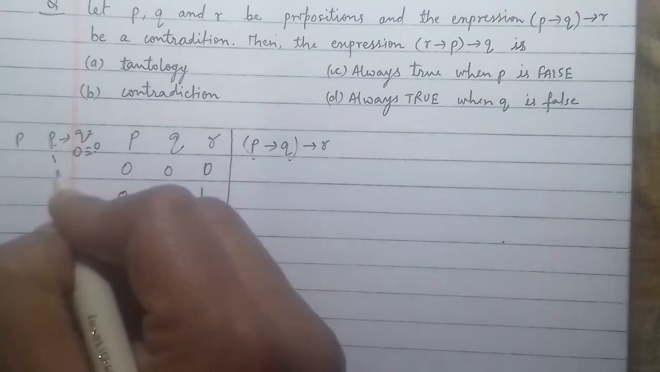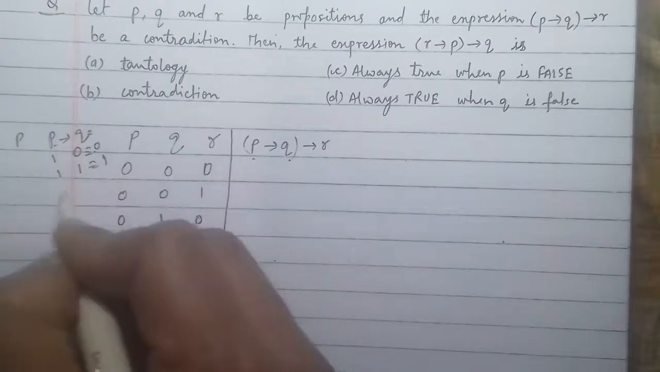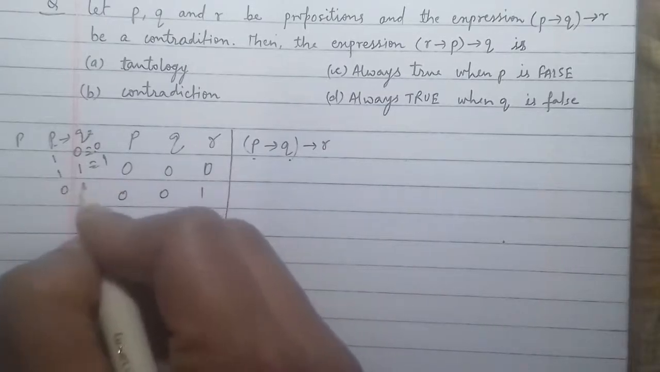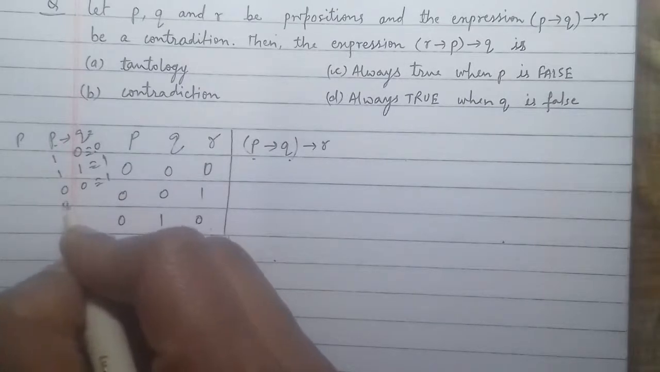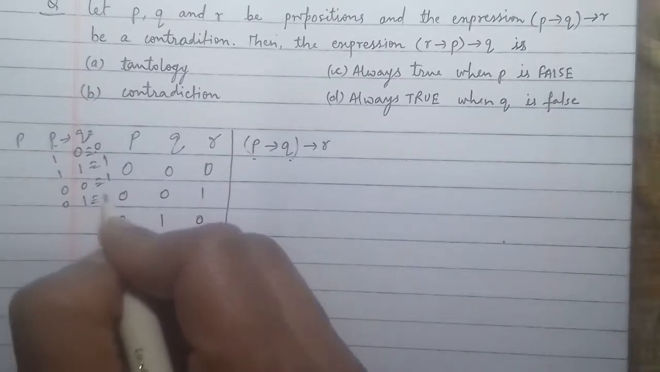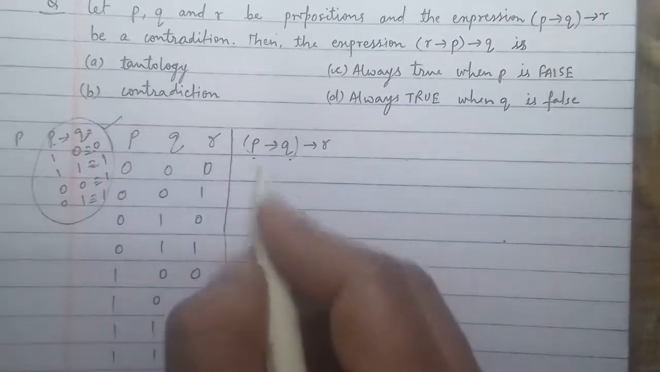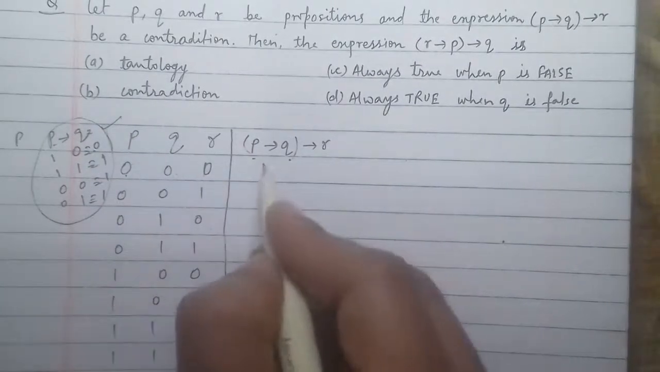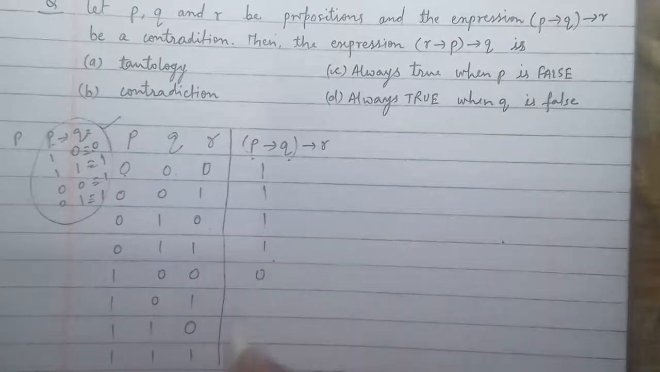Otherwise, when P is true and Q is true, P implies Q is true. When P is false and Q is also false, P implies Q is true. When P is false and Q is true, then also P implies Q is true. Using this truth table, I will apply here 0 0 1 1 0 1 1 0 1 1 1 0 0 1 0 0 1 1 1 1.